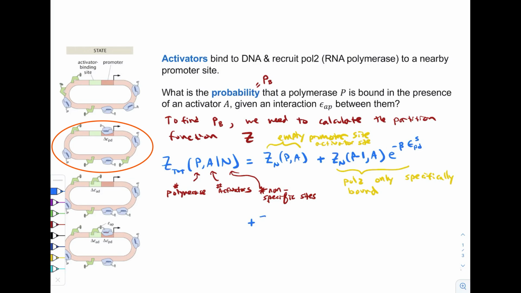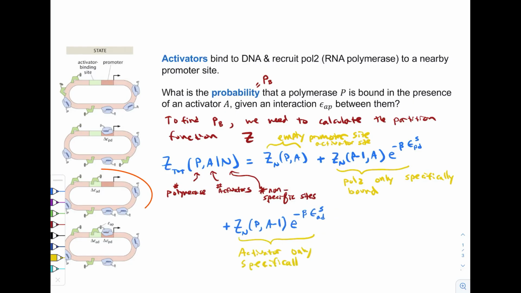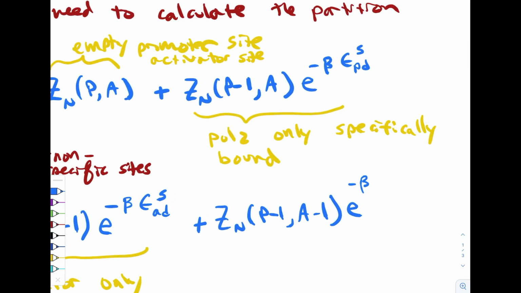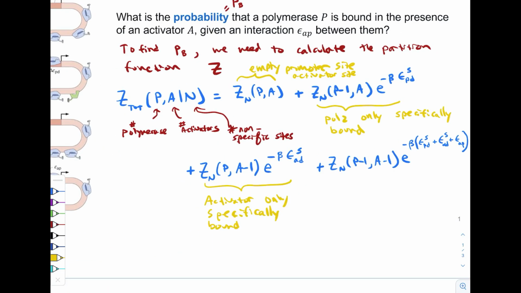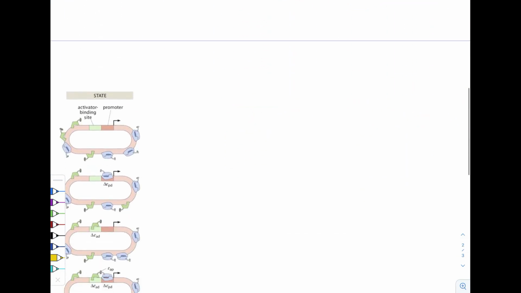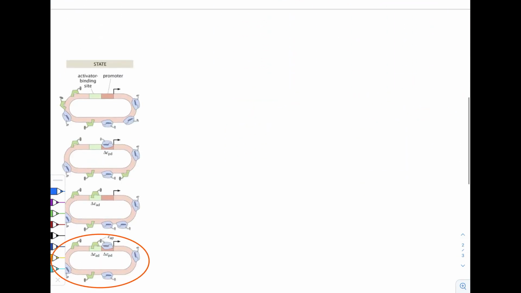Now there's pol 2 specifically bound, that's the second scenario, plus the partition function when just an activator is bound to its specific site, plus the partition function when both pol 2 and the activator are specifically bound, which get their corresponding specific energies plus an interaction energy epsilon AP. So that's where both pol 2 and activator are specifically bound and interacting with each other. And that's this bottom scenario that's circled here, which shows both polymerase and activator bound and interacting.